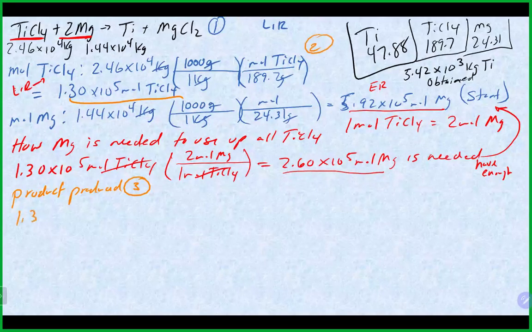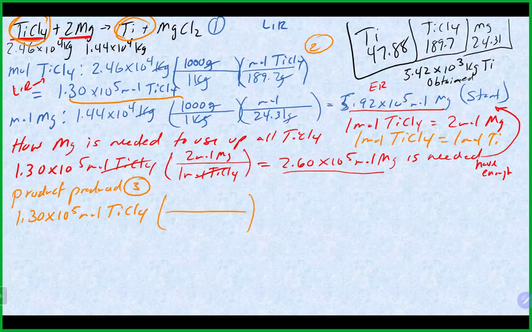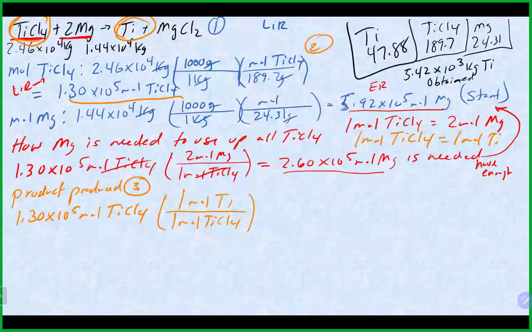So we'll take our 1.30 times 10 to the 5th moles of TiCl4. Now we want the relationship between our limiting reagent and our product, which happens to be a 1-to-1 relationship. 1 mole of TiCl4 gives me 1 mole of Ti. So that's not too bad. And if I stop right at this point, I am in moles of Ti, which, if you want an answer, would obviously in this case be the same number.